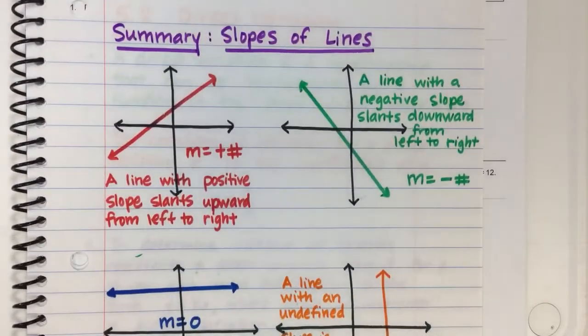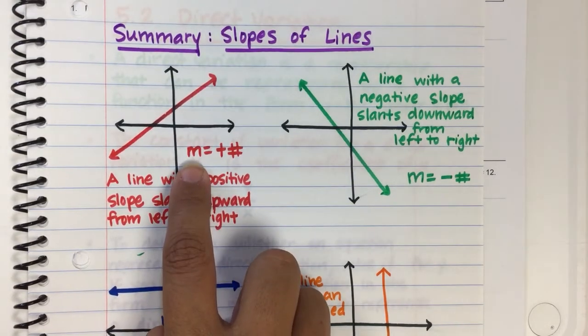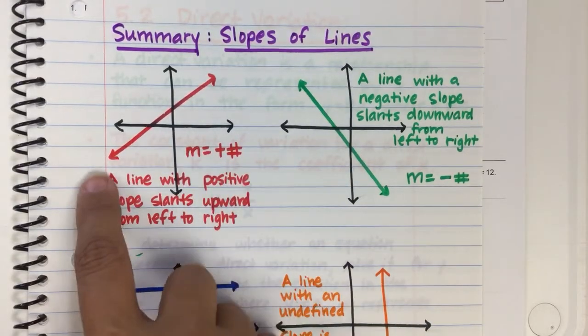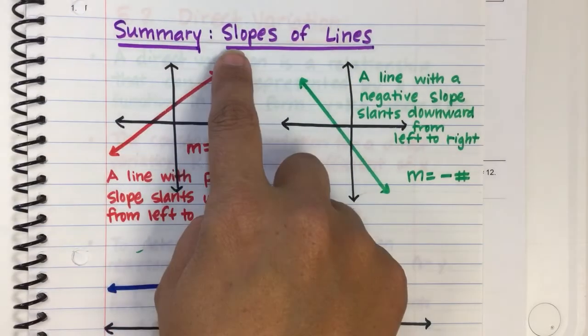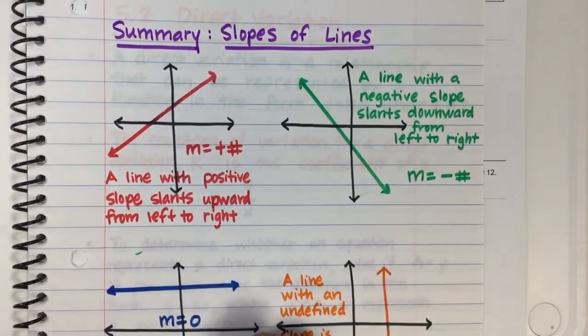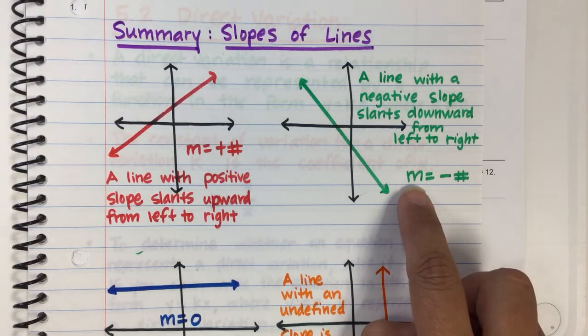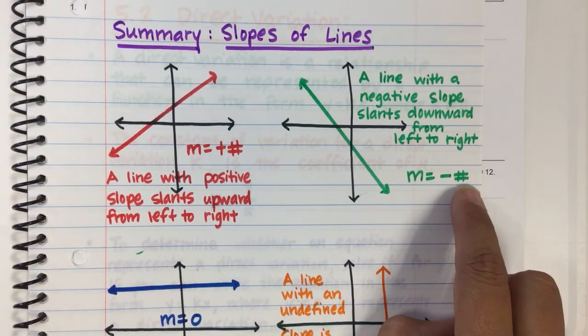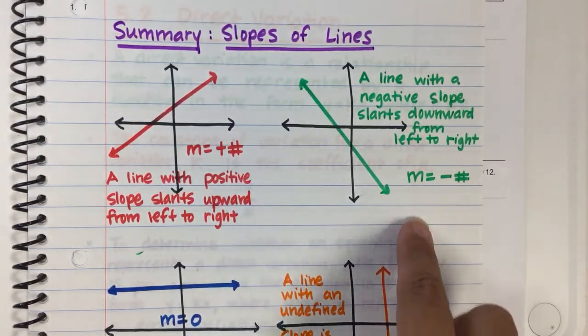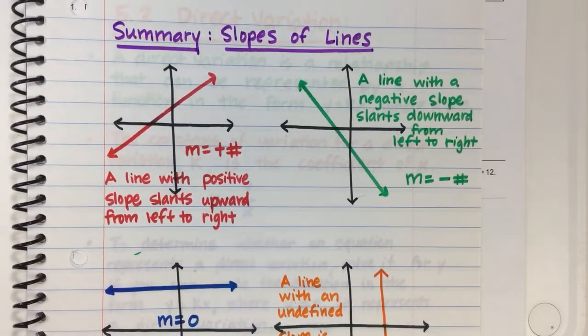All right, so a summary of this lesson for slopes of lines. Any line with a positive slope slants upward from left to right. So the slope of this is going to be a positive number. If it starts on the bottom left and goes up to the upper right, that's a positive slope. A line with a negative slope slants downward from left to right, so the slope of this is going to be equal to a negative number. If it goes from the top left to the bottom right, that's negative.